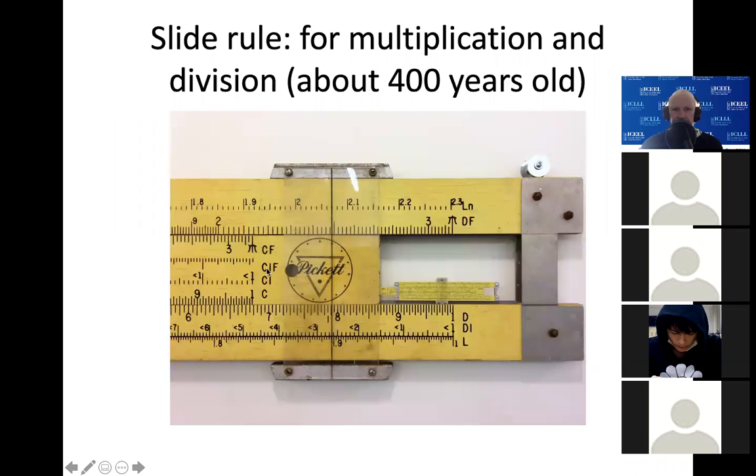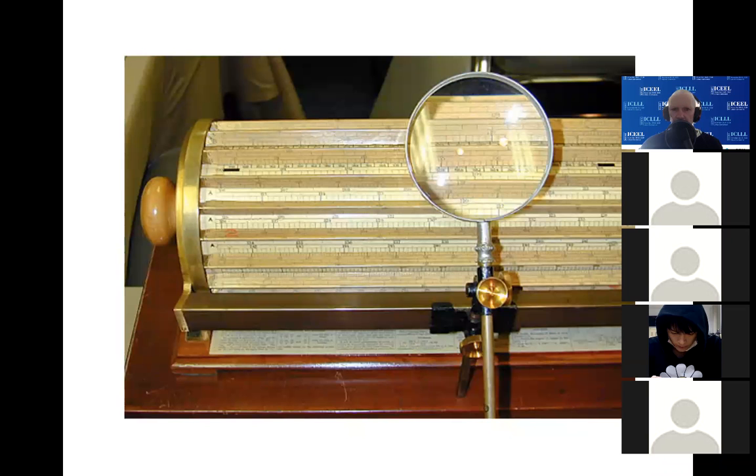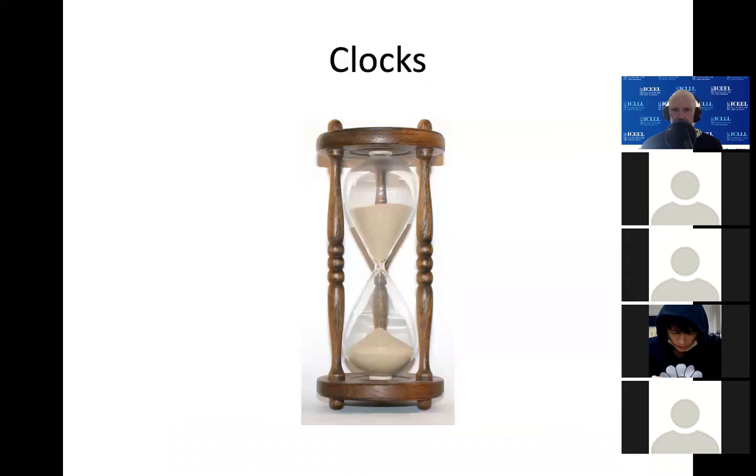And then you had the slide rule, for example, right? And this was generally used for multiplication and division. It's about 400 years old, so this is relatively recent. Yeah. So the abacus goes back 4,000 or 5,000 years. The astrolabe goes back about 1,000 years, I think, and then the slide rule only about 400 years old. So there you can see that, and some of these are quite complicated. So machines for helping us do calculations.